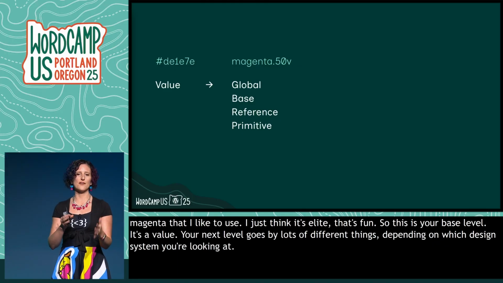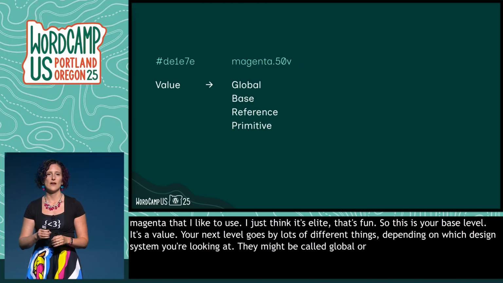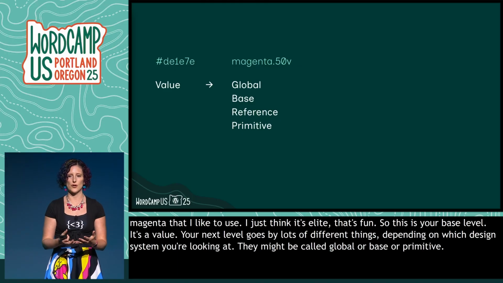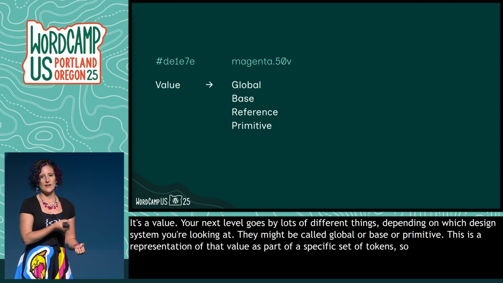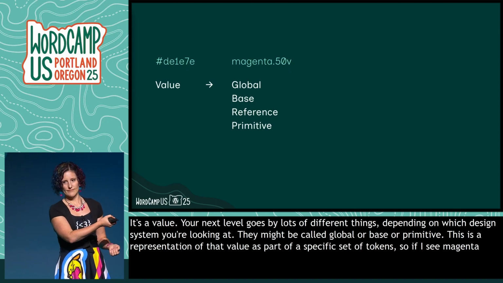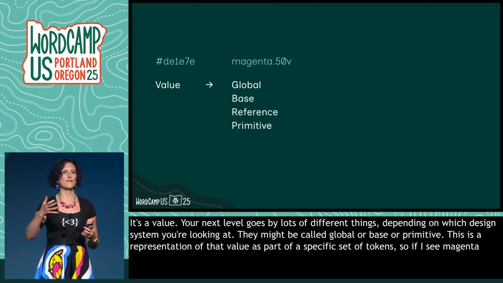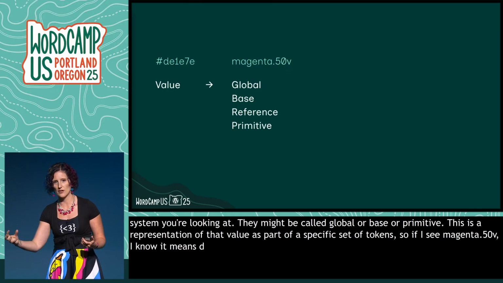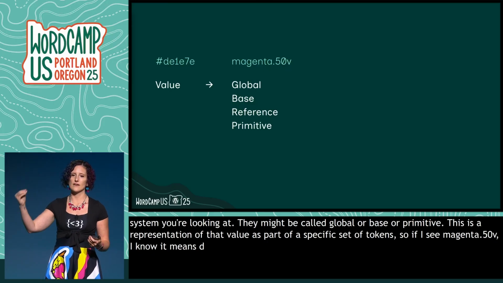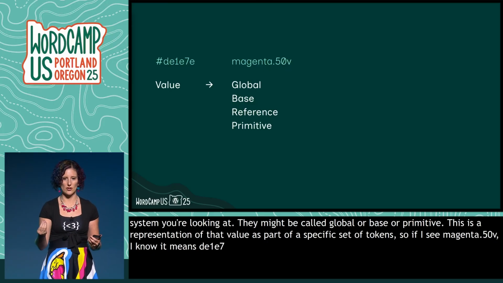This is a tokenized representation of that value as part of a specific selection of tokens. So if I see magenta 50V, I know that it means DE1E7E. But instead of looking at every single hex color that possibly exists, I've only picked out a certain amount of colors, and these are the global tokens that I have within my color system.